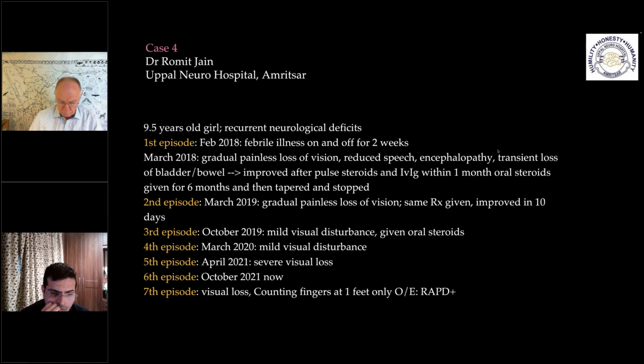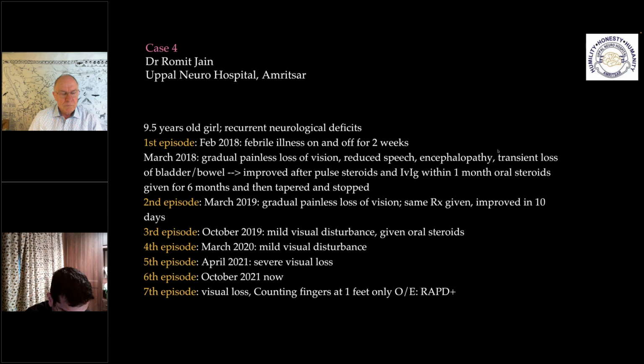So it's a case of a 9.5-year-old girl who presented with recurrent neurological deficits. The first episode happened in February 2018. She had a febrile illness on and off for about 2 weeks, which was followed by gradual painless loss of vision and reduced speech. She was encephalopathic, with deranged sensorium, and had transient loss of bladder and bowel control. She was diagnosed with possible demyelination at another center and was given pulse steroids and IVIG. Within 1 month, she improved well. Only the visual acuity did not improve to baseline, so she had some deficit.